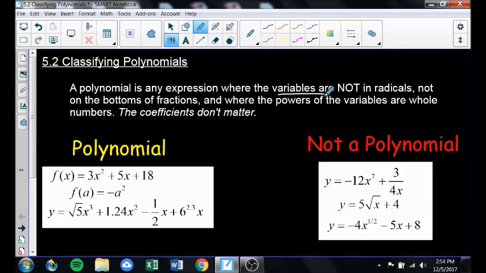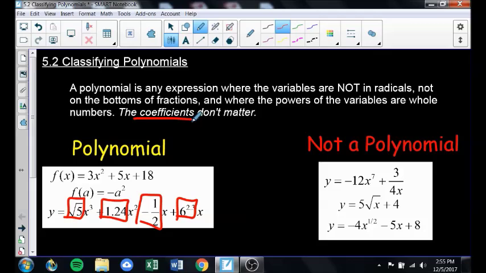So if we look over here, whole number power, this has no power. So this is a polynomial. All of these things have whole number powers. Since they have whole number powers, it makes them polynomials. This one looks kind of weird because there's a root 5, there's a 1.24, there's a negative 1/2, and there's a 6.23. But all those things that I just boxed, all those weird numbers, are coefficients. And the coefficients don't actually matter, it's just the power on the variable.